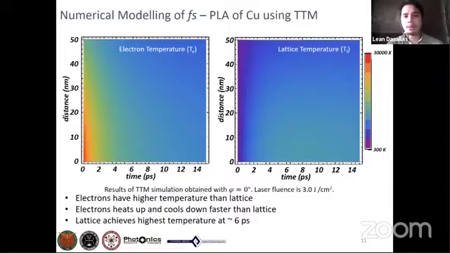So this is the result of our work. Typically, what the two temperature model gives us is the temperature of the electron and the lattice as a function of distance and time. Shown on the left is the electron temperature, and on the right is the lattice temperature. So basically, right after the laser pulse hits the copper surface, the electron readily heats up, and after a while, the lattice will also increase its temperature.